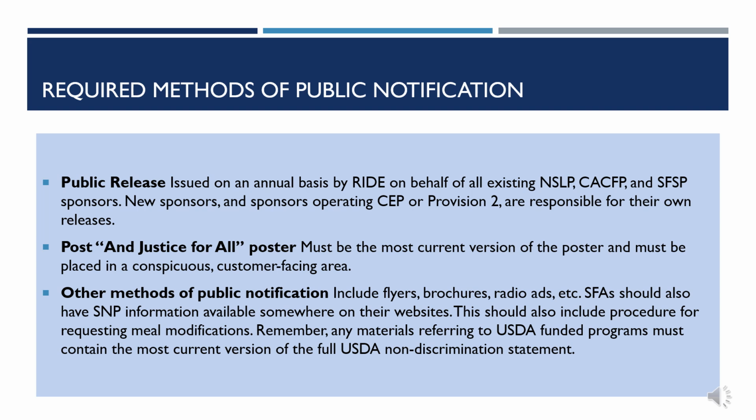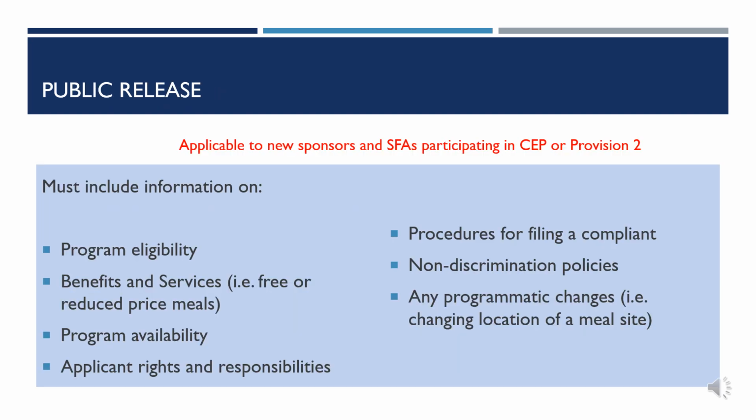Including program information on public-facing websites is an important component of ensuring that program participants and prospective program participants are fully aware of the program benefits. For new sponsors and SFAs participating in CEP or Provision 2, the public release must include information on program eligibility, benefits and services, availability, applicant rights and responsibilities, procedures for filing a complaint, non-discrimination policies, and any program changes like the changing of a meal site location. Please provide this information, including web-based information, in alternative formats for persons with disabilities.